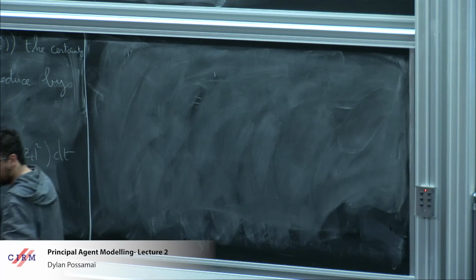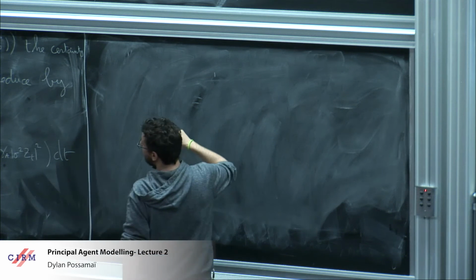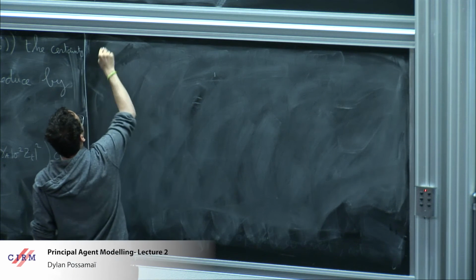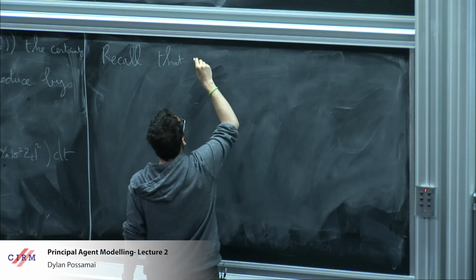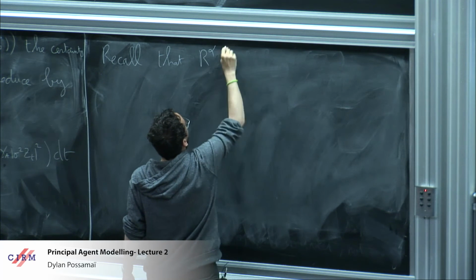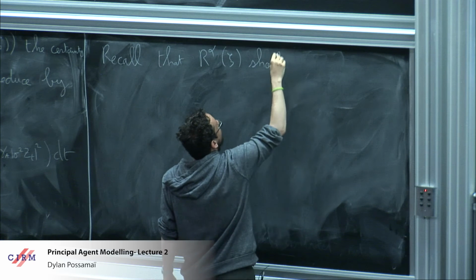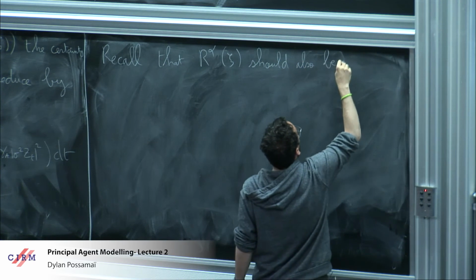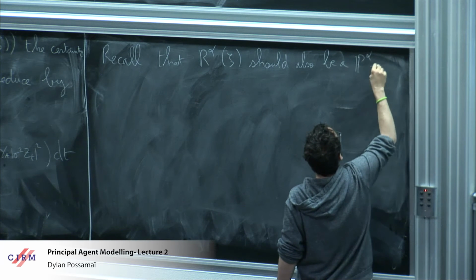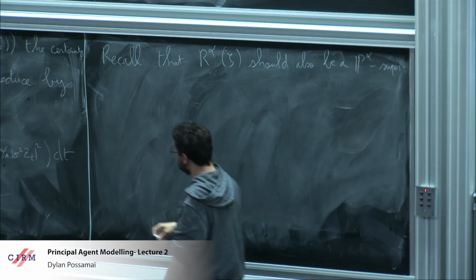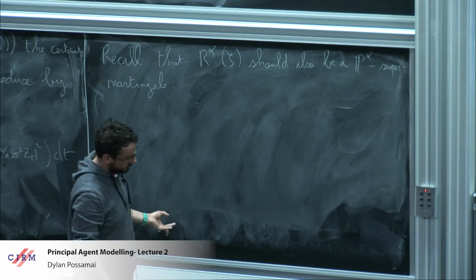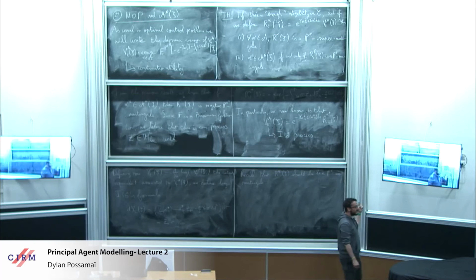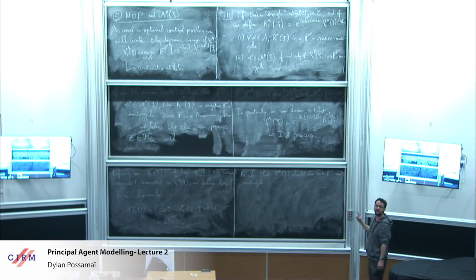So keep that in mind. That's going to be useful afterwards. But for now, we need to recall that R alpha xi should also be a P alpha super Martingale. So I know the dynamics of R alpha star. Does that give you the dynamics of R alpha?